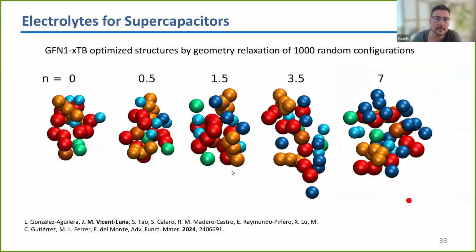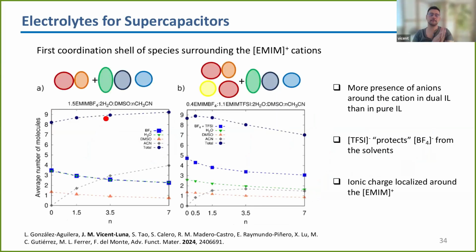So we can see more or less here that the red and orange balls are somehow separated from the blue ones. The blue and green ones are the solvents, the others are the cation and the anion. The important thing here is that even at a high concentration of solvent, you are not breaking the ionic character of the ionic liquid. So cations and anions are somehow together. What we study here is the first coordination shell of all the species surrounding the cation. This is one of the most important features, the local structure around the cations.